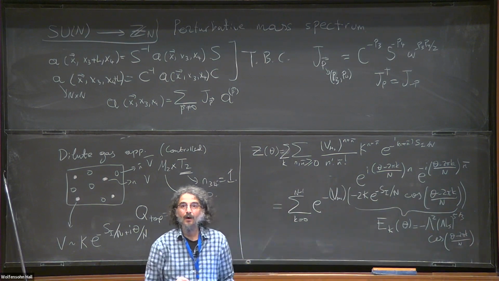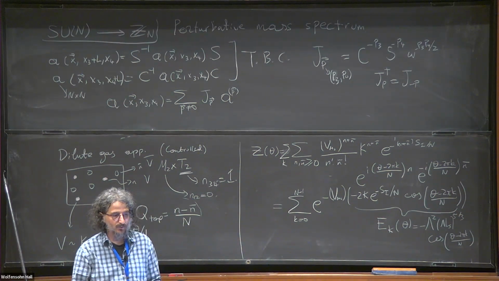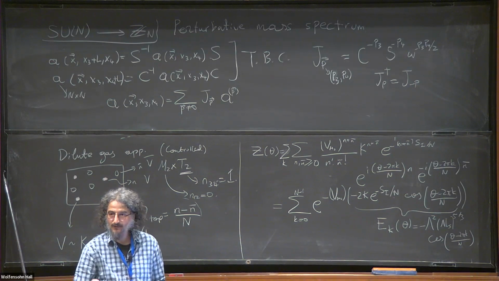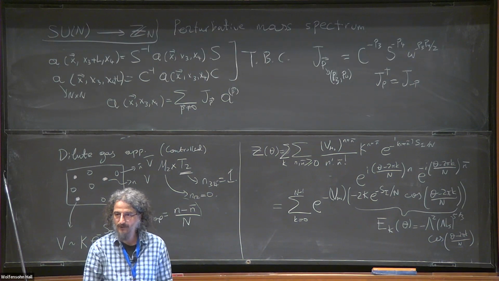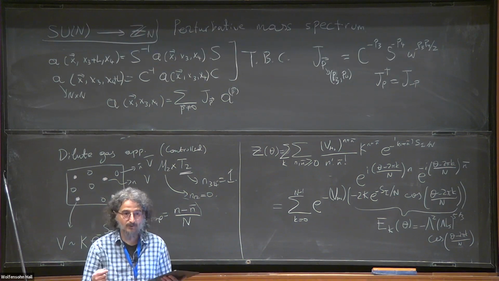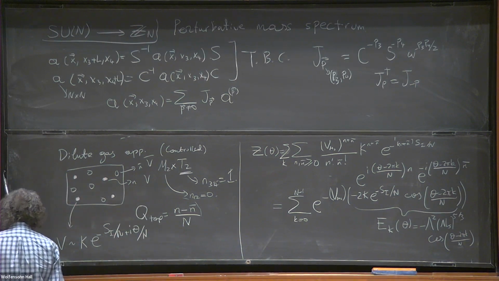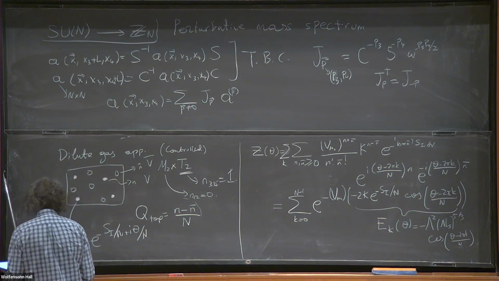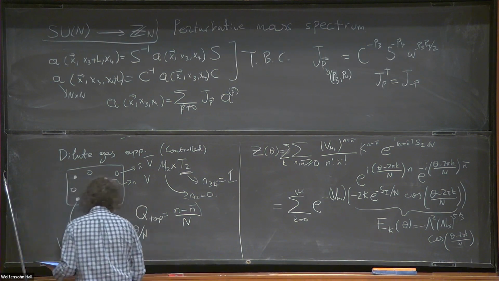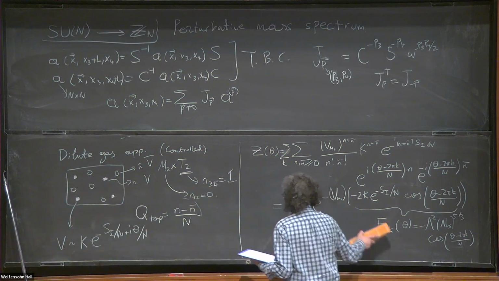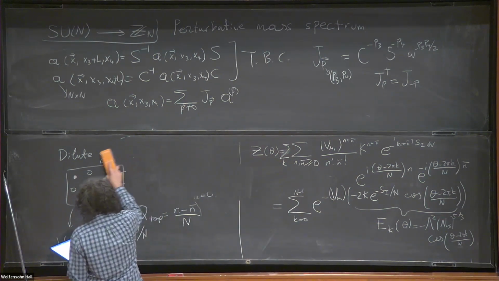Now, I don't have plenty of time, but I want to show you what happens. This is the partition function. What happens when you put a Wilson loop, how does this sum get modified, and what should we think about, etcetera. And it is again something elegant. Let me modify this picture a little bit.